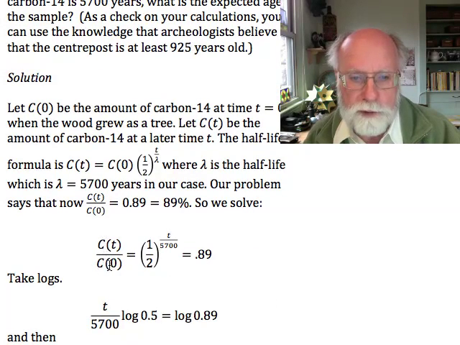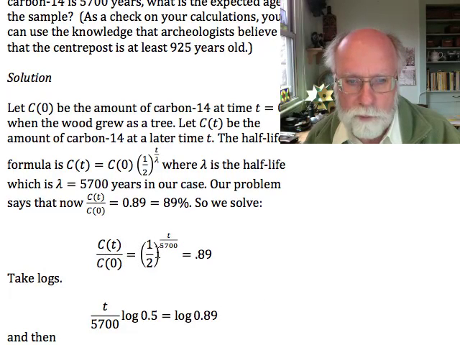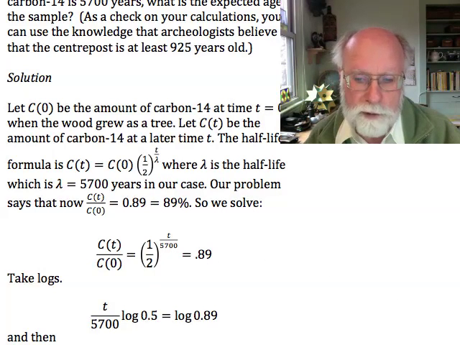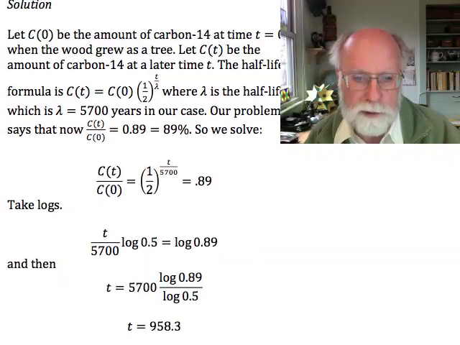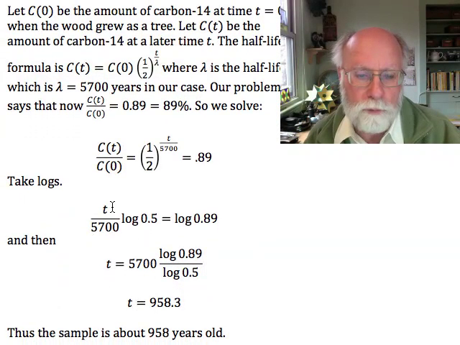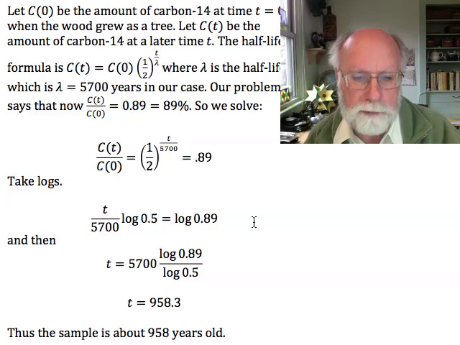So C of t over C of 0 is 1/2 to the t over 5,700. That's the formula for the half-life process. And for the t we're interested in, that number is actually 0.89. Now we have to solve for t, so we take logarithms. We get t over 5,700 times log 0.5 equals log 0.89. And then t is going to be 5,700 times the ratio of the two logarithms, and t turns out to be 958.3 from this calculation.